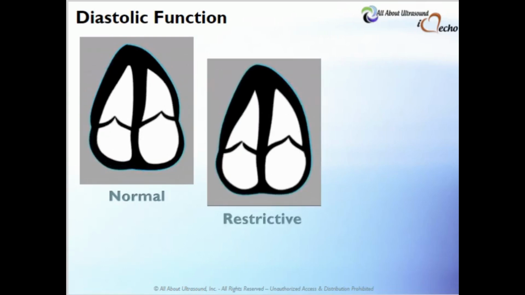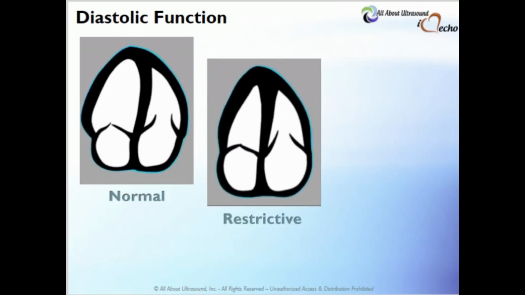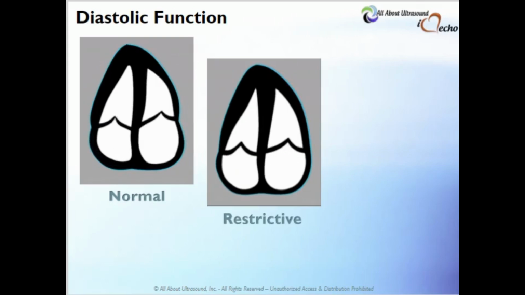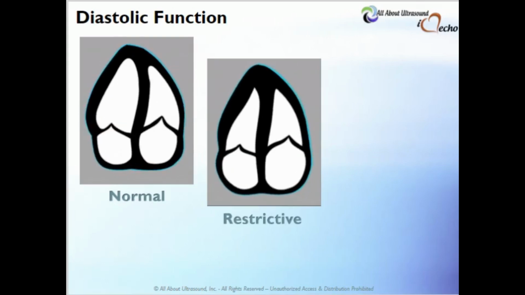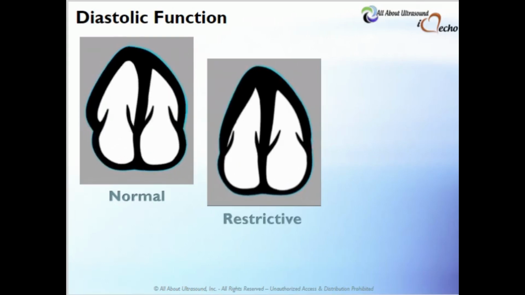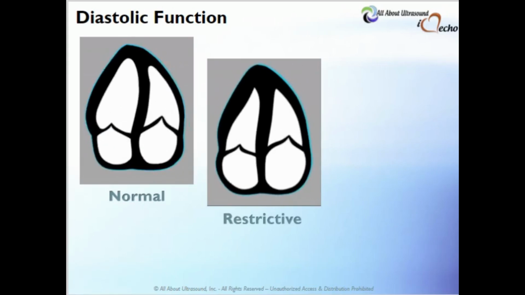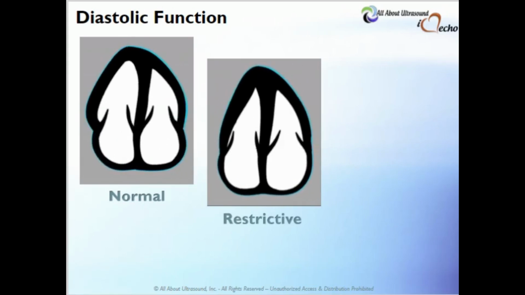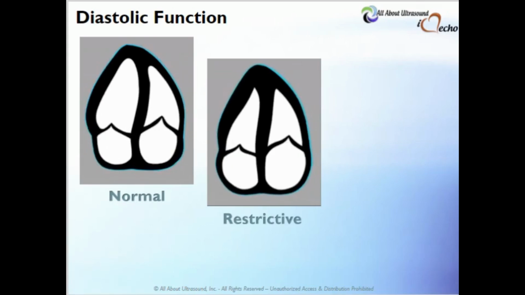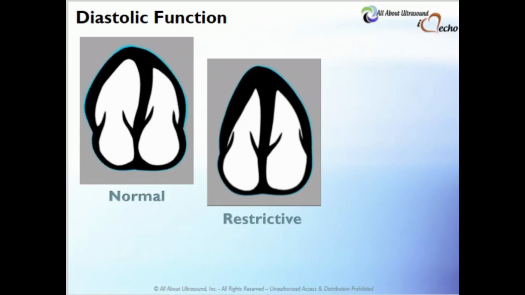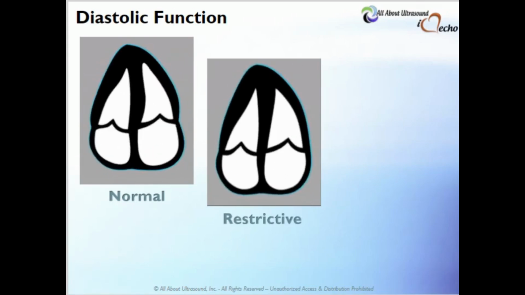With restrictive cardiomyopathy, the muscle of the heart just doesn't move as much because it's restricted. So when the myocardium becomes restrictive, there's impaired relaxation, and then the septal and medial E prime velocity is decreased overall, as well as the lateral.